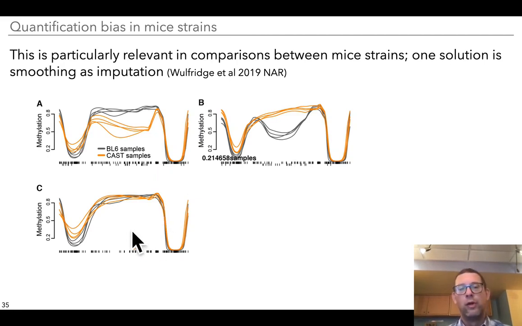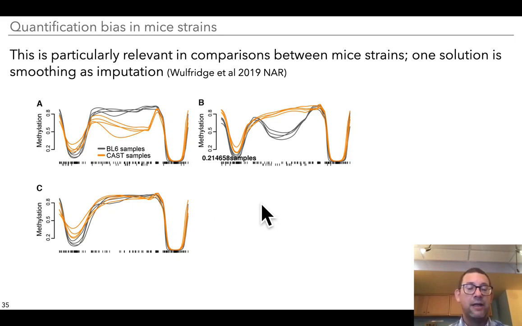And we have a proposal for dealing with this. We can think of smoothing as a form of imputation, and we can think of smoothing as computing a local percent methylation in a regional fashion. Doing this, aligning to strain-specific genomes and moving the data between the two different coordinate systems, results in basically no difference between the two genomes in this particular region.